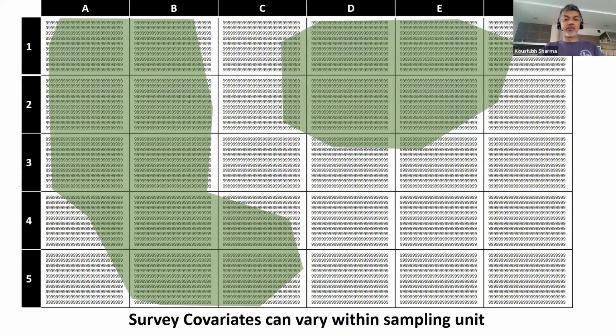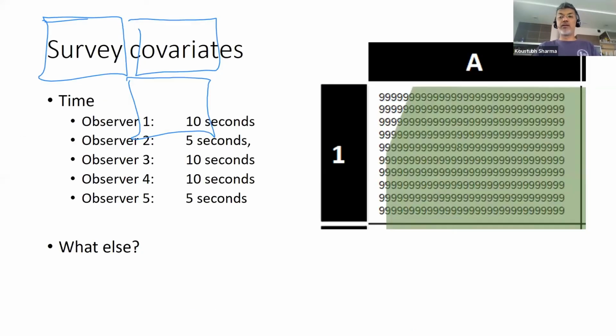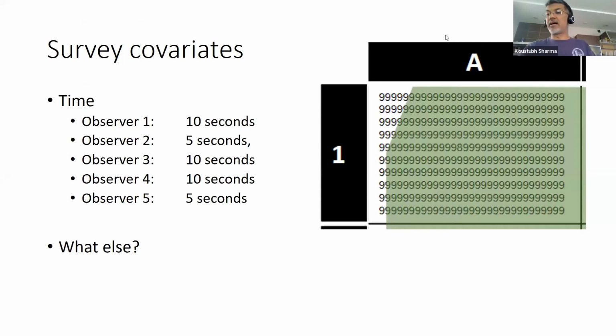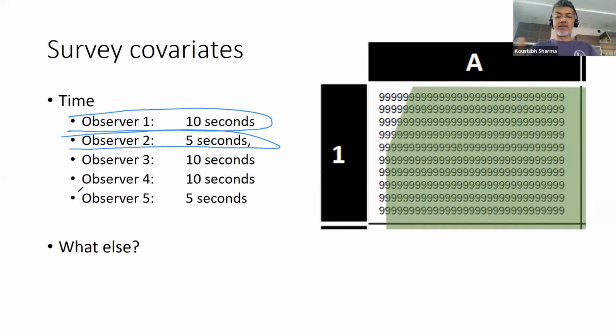The only key point we need to remember here is that while a sampling unit has to have a constant value for its entire length and breadth, a detection covariate can vary within a sampling unit. What it means is that imagine if the first observer got 10 seconds, the second observer got 5 seconds, and so on. You are giving different times to different observers. That's a perfectly doable, practical and pragmatic situation.